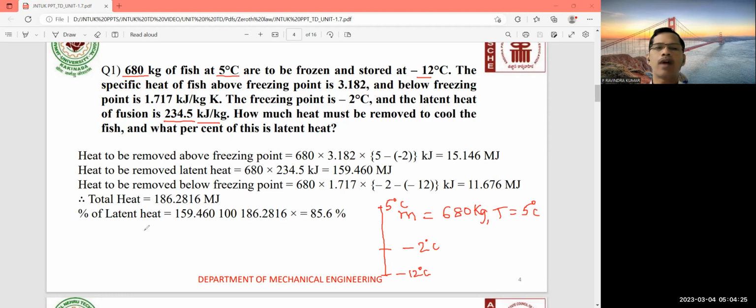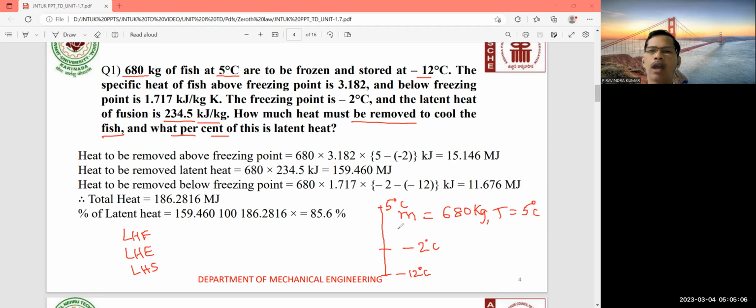In the last class also I covered that heat can be classified as latent heat of fusion, latent heat of evaporation or vaporization, and latent heat of sublimation. So there are three terminologies connected to heat. And how much heat must be removed to cool the fish? You have to remove the heat from 5 degrees centigrade to minus 12 degrees centigrade. So there are certain things here.